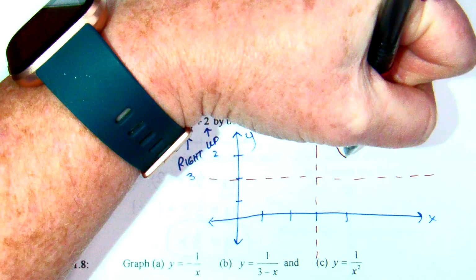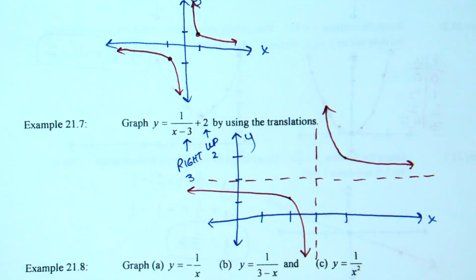Okay. And example 8. I'm going to do 3 separate graphs here. A graph for A, a graph for B, a graph for C.